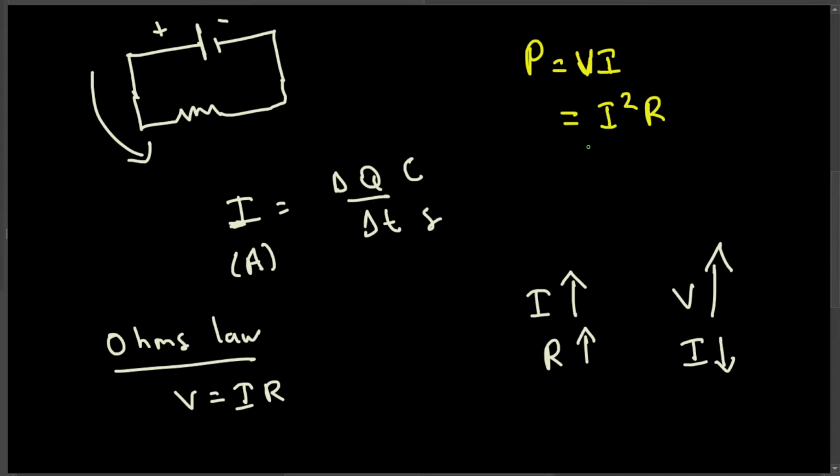And also, we have I squared R, and if you rearrange the equation, I is equal to V over R, and then plug it in for this I squared, you're going to get V squared over R squared times R. So R cancels, and you get V squared over R. So these are 3 ways you can express power. Now let's look at a problem that we can use these formulas to solve.